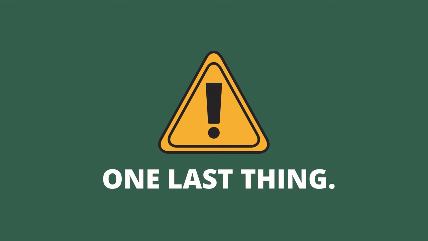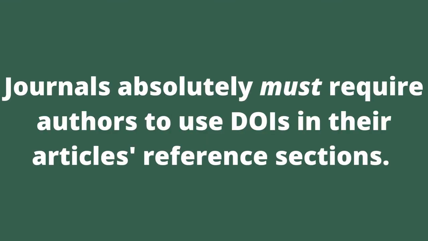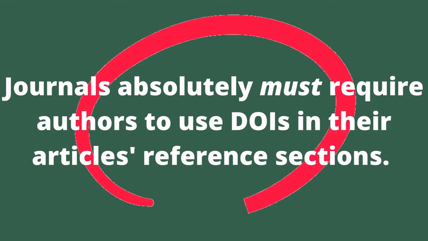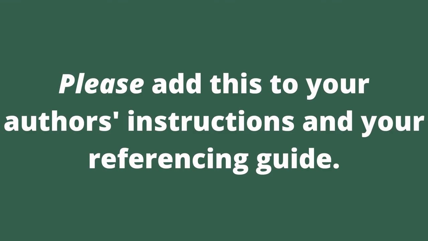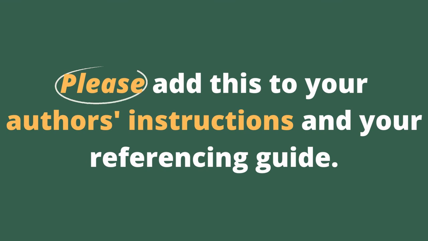Thank you for watching all the way to the end of this video, but there's always a catch, and we have one last thing to ask you. Please, please, please. Journals absolutely must require authors to use DOIs where available in their articles' reference sections. Please add this to your instructions to authors and to your journal's referencing guide. It is an important way to maintain and increase journal quality and research quality.